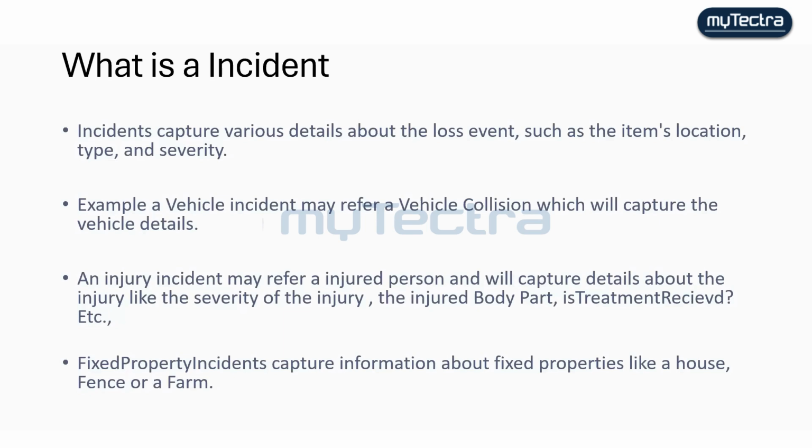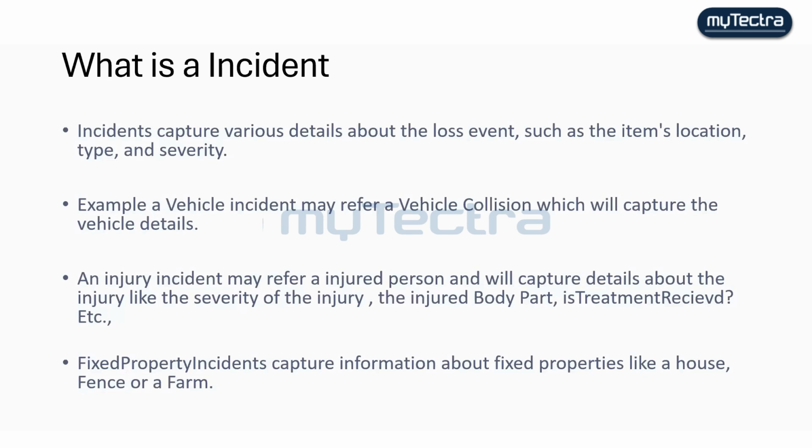Any house can also get damaged by a catastrophe, like a tree has fallen, or somebody damaged a fence with a car. Then also the owner can claim. That is an example of a fixed property incident. So here the important information is the property, the property location and the description.